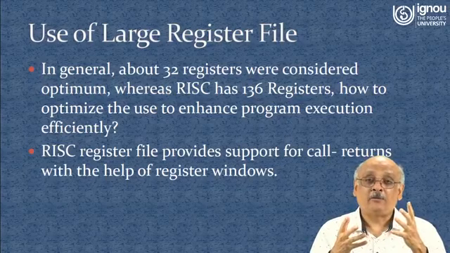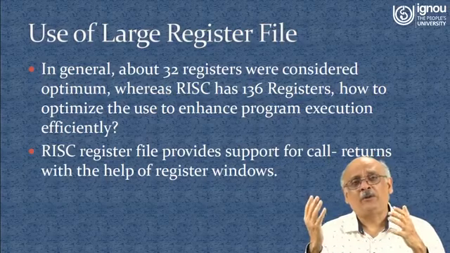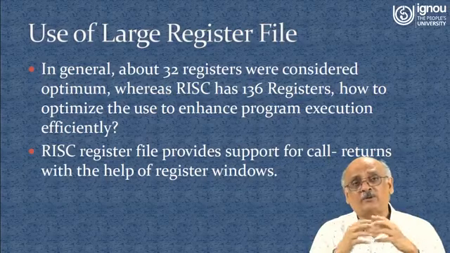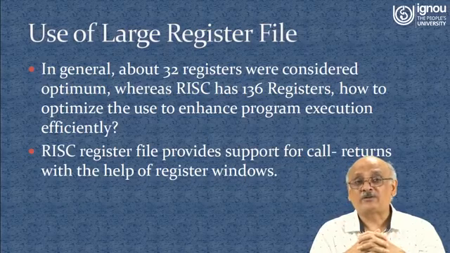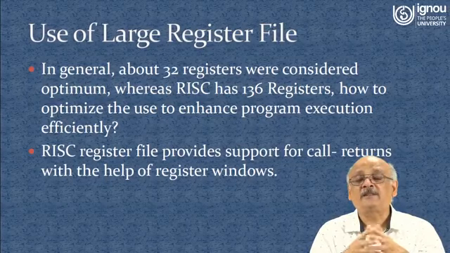So now large register files, in the terms of more than 100 registers, were used as far as reduced instruction set computers are concerned. However, look into the first statement. It says in general about 32 registers were considered optimum.